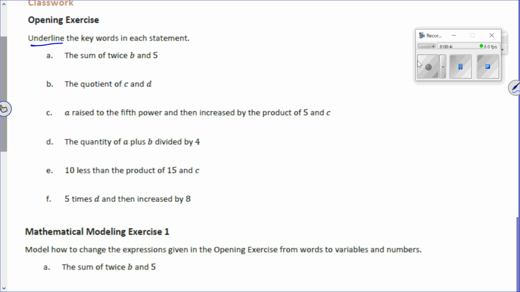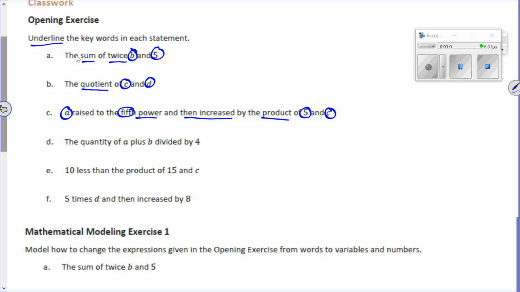Our first one, we should have had underlined the sum and twice, circled the B and the 5. Second one, quotient. Yeah, but I told you, mark the text. Yes, I did. Part C, A raised to the 5th power and then increased by the product of 5 and C.